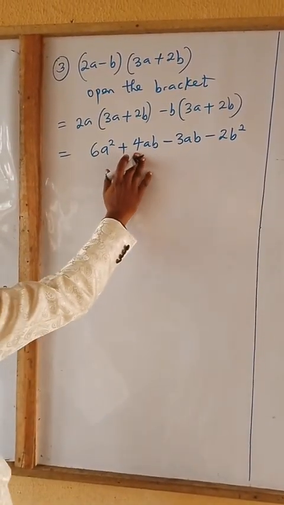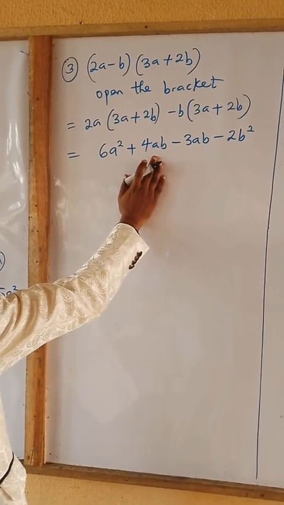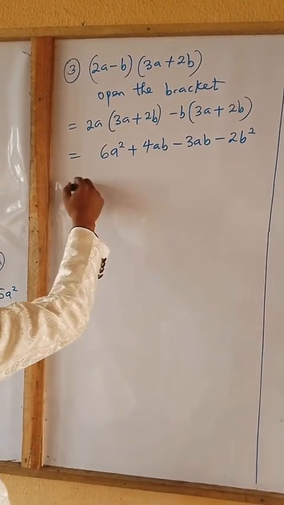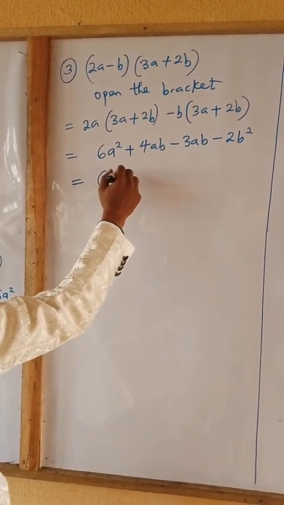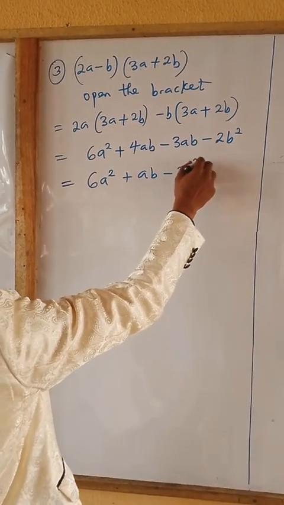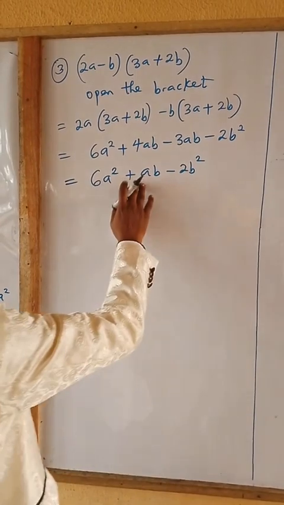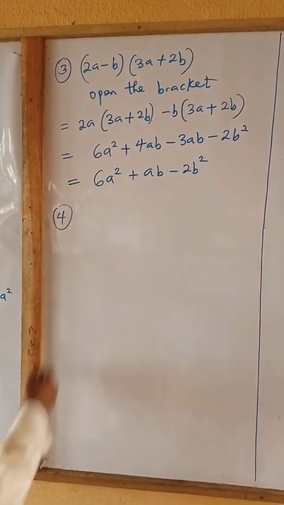If you look at it critically, you will discover that plus 4ab minus 3ab, they are like terms. So we are going to simplify further. Then we are going to have 6a squared plus ab minus 2b squared, because plus 4ab minus 3ab will give us plus ab.